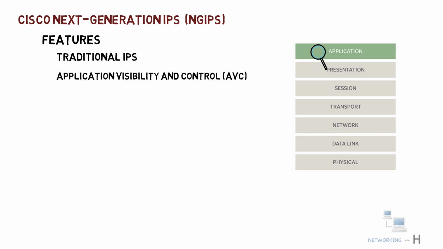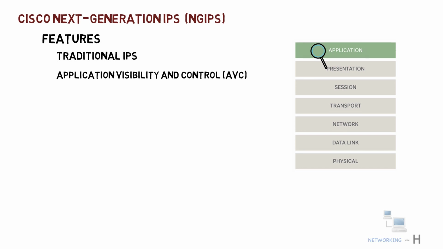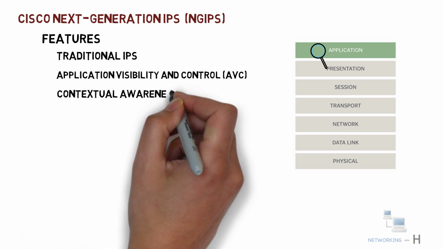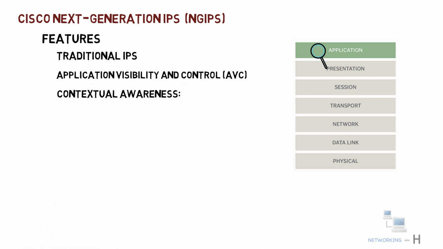It also includes contextual awareness. Next generation firewall platform gathers data from hosts such as OS details, software version, application running, open ports, and so on. This data is fed to next generation IPS, which helps the next generation IPS to focus on actual vulnerabilities.